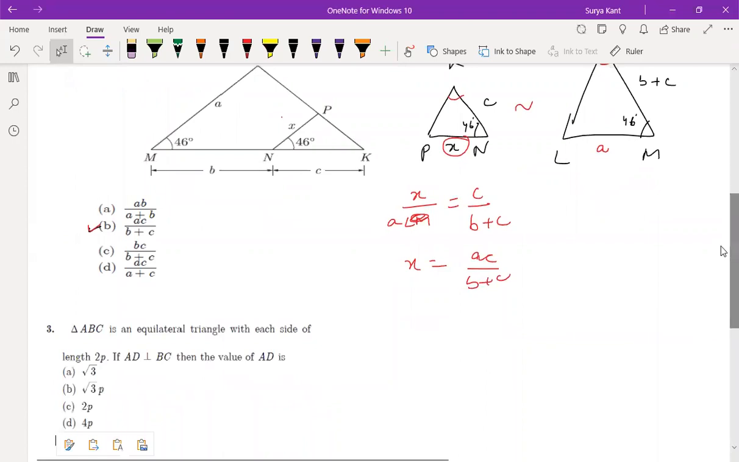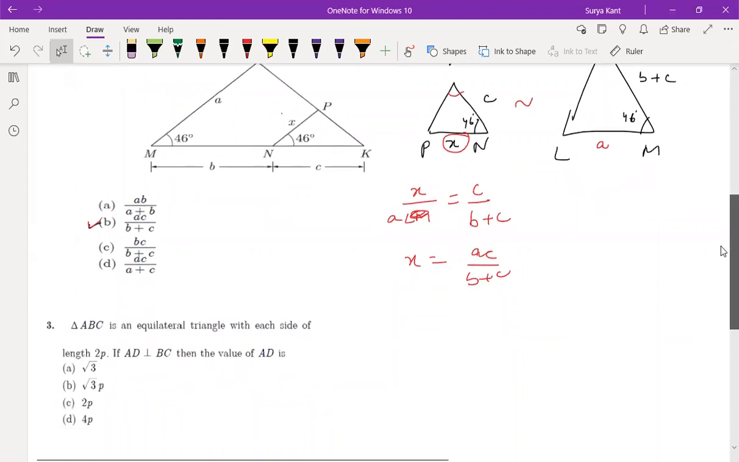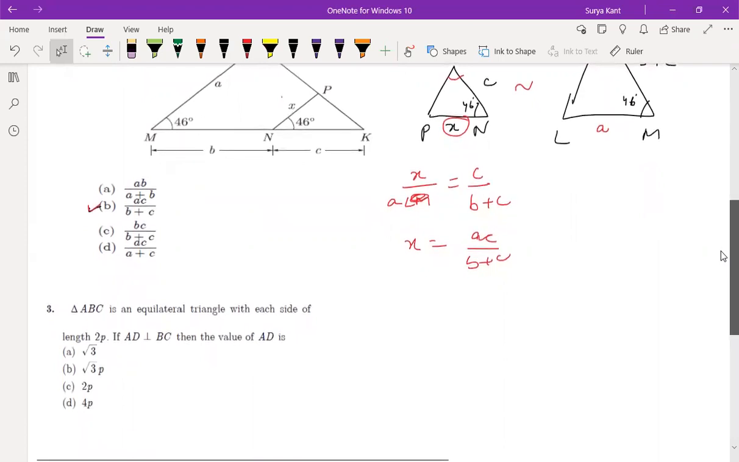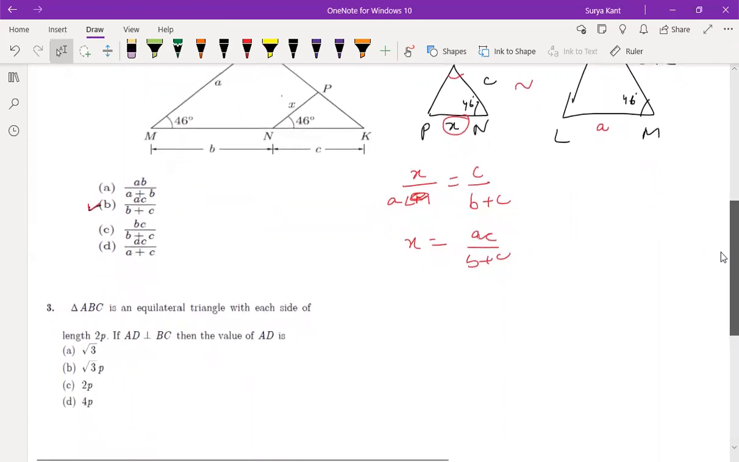Now it's full, no? Now it's solved. So the value is root 3 P, sir. B option is correct.